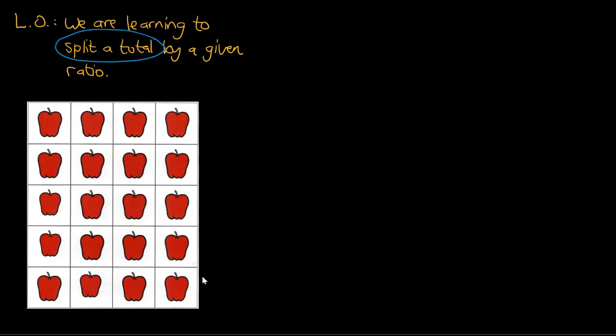Today's learning objective is in yellow. I've circled the key part. We are learning to split a total up by a given ratio.